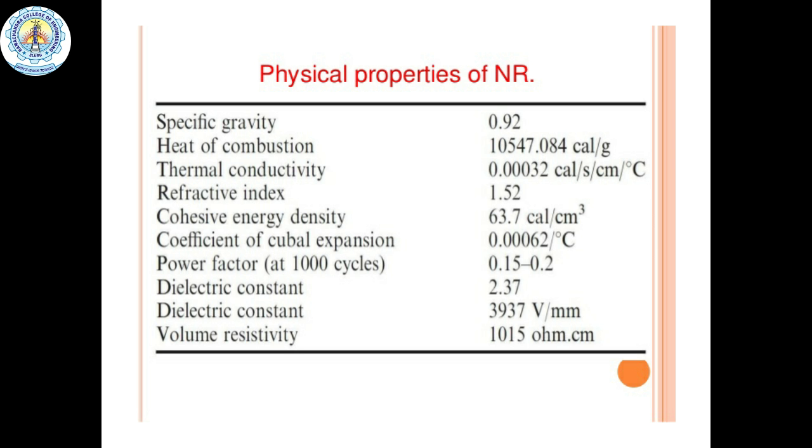Coefficient of cubical expansion is 0.00062 per degree centigrade, and power factor at 1000 cycles is 0.15 to 0.2. Coming to the dielectric constant, it is 2.37, and the dielectric strength in volts per mm is 3937, and volume resistivity is 10^15 ohm per centimeter.